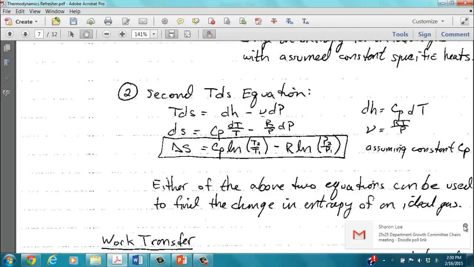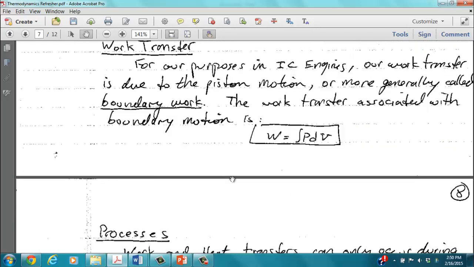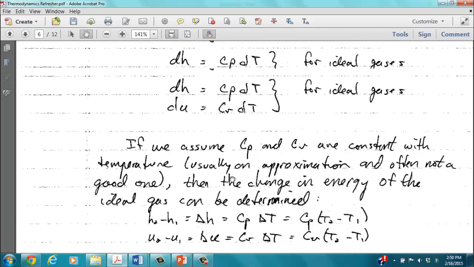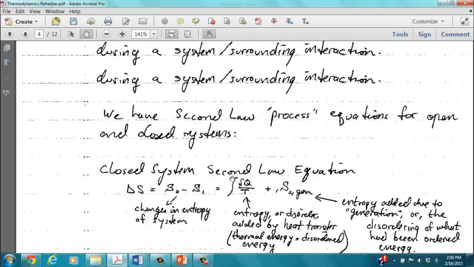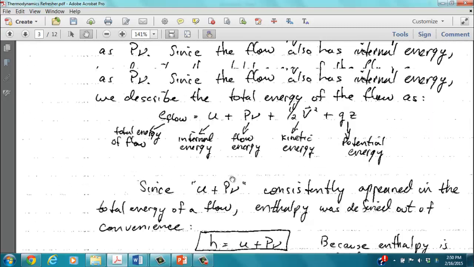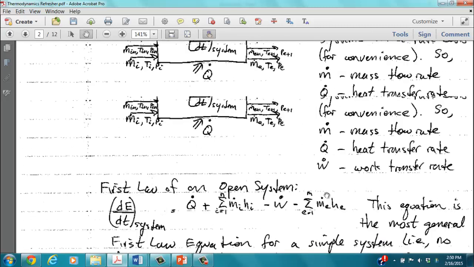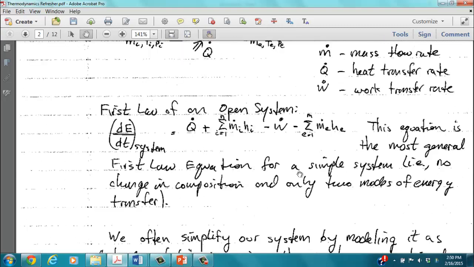Okay, so the next item that we want to discuss is understanding work transfer. We discussed above how the first law equation relates changes in energy with work transfer and heat transfer. I'm scrolling back up here to show where we have, for example, W dot, the work transfer for an open system, or work 1 to 2, W1 to 2, the work transfer for a closed system.